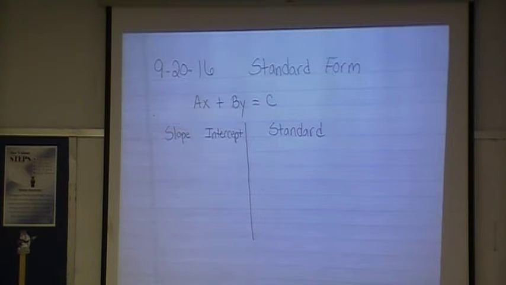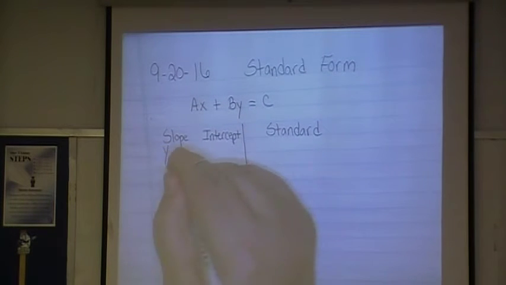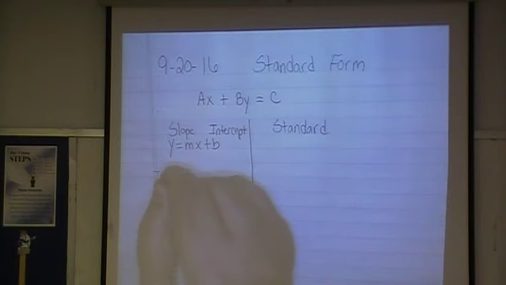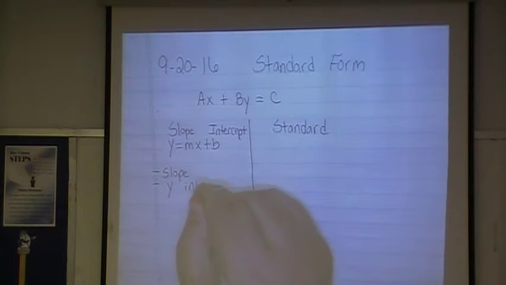Slope-intercept is what we learned yesterday. Slope-intercept looks like this: y equals mx plus b. With slope-intercept, I can find my slope. I can find my y-intercept.